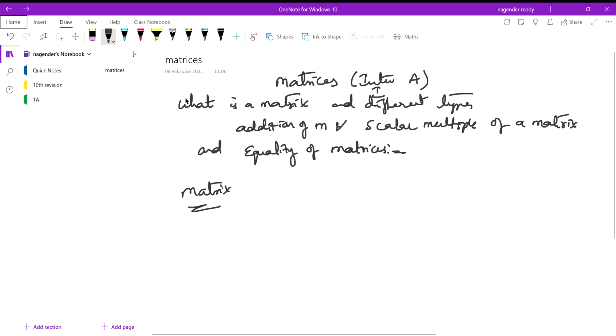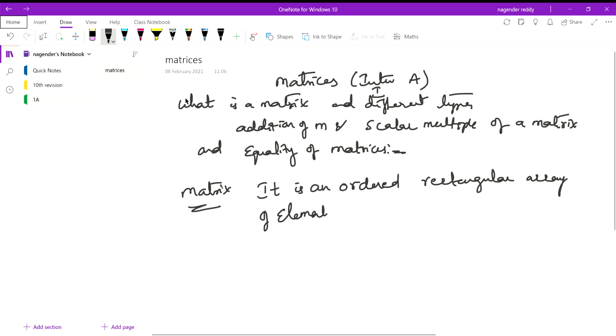What is a matrix? See, a matrix is nothing but an ordered rectangular array of elements.